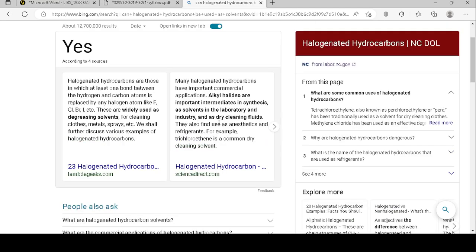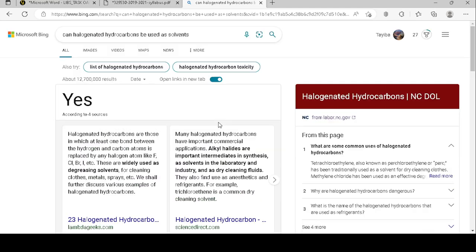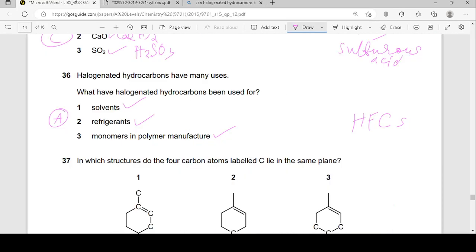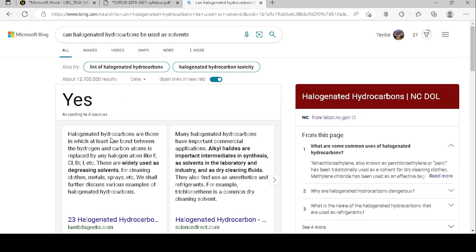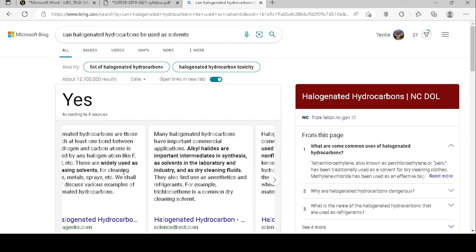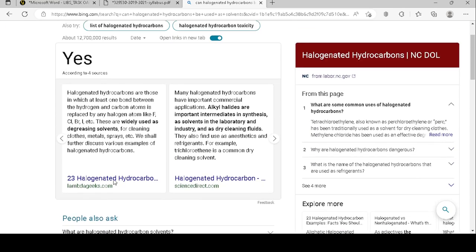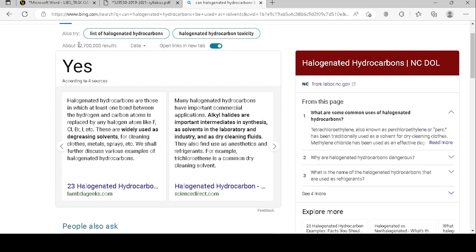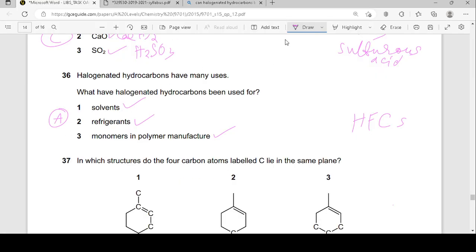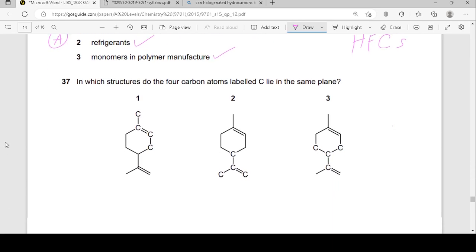Why am I so stupid? Actually, I think we did do it in benzene chemistry. I mean, I don't know if you would count that as a solvent. I guess solvents are reagents, right? But then wasn't that CH2CO dissolved in water? Anyways, the point is that Google is saying yes, so I guess the answer is yes. Trichloroethane is a common dry cleaning solvent, so the answer is yes. Okay, guys, so halogenated hydrocarbons can be used as solvents.